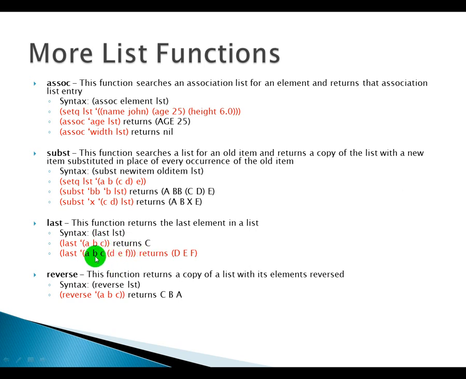Same is true if we have a list of lists. So in this case, we have A, B, C and we have a list of D, E, F, and this is the last element in the list, so it returns D, E, F.